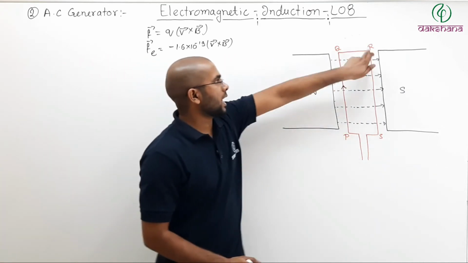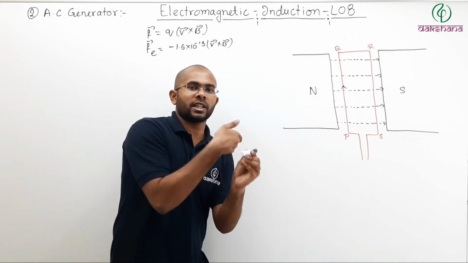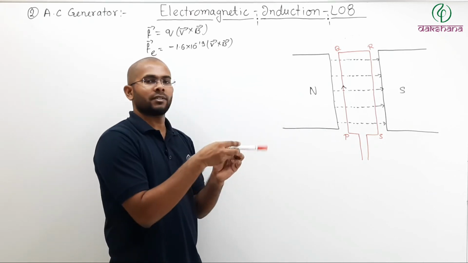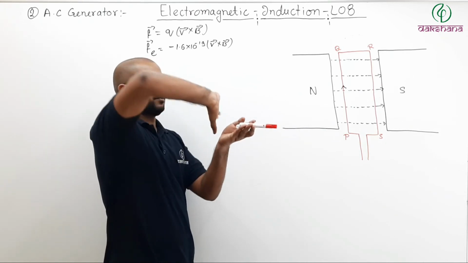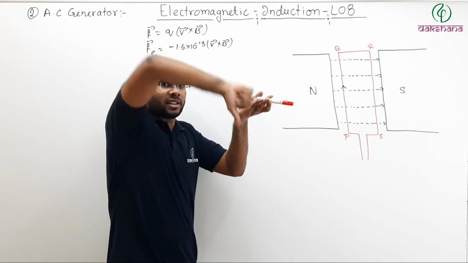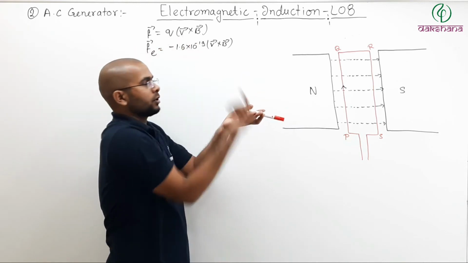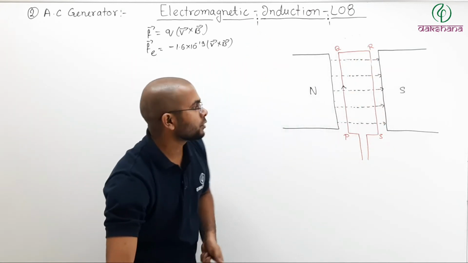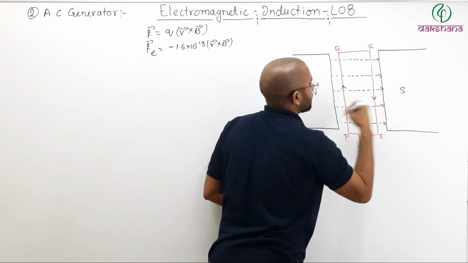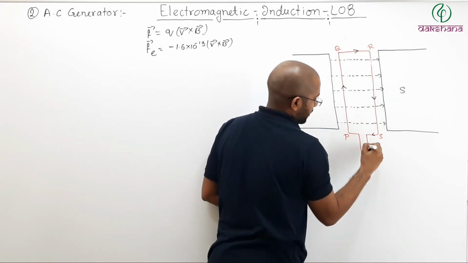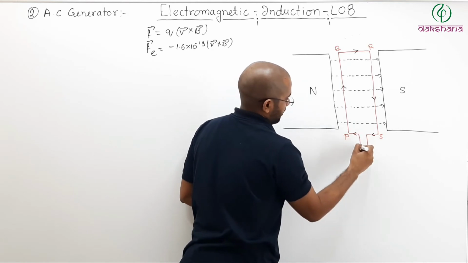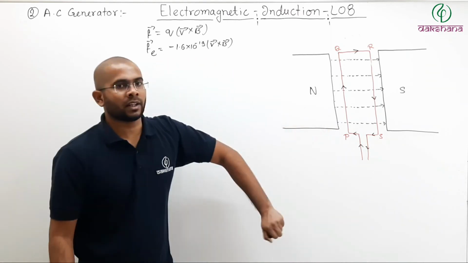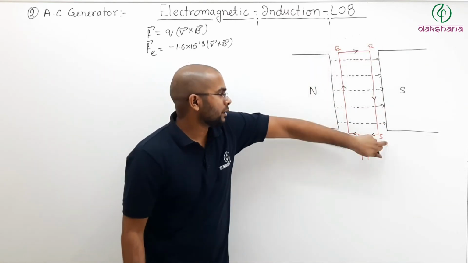Now, what about the RS arm? RS is going inside because that's how the loop is rotating. This is the field, so V cross B is down, but here there is a minus sign, so electrons will move up. If the electrons are moving up, current should be down. So in the RS arm, current is in this direction. So your current in the loop is flowing like this, and there will be an external circuit. Initially your current is flowing from P to Q to R to S.